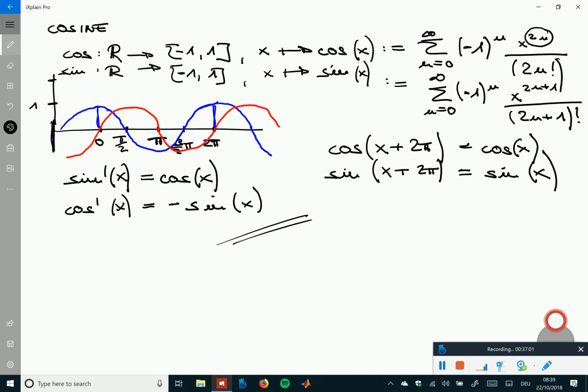And what else do we need? Yeah, I guess we will need these addition theorems at one point. But maybe I just pull them out of the head once we need them, because it's whether I pull them out of the head now or then.